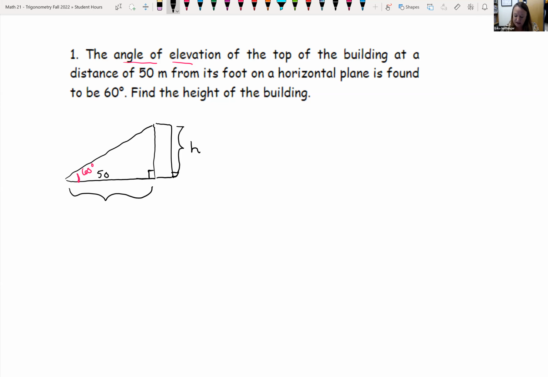And so looking at this and my angle, I want to find my opposite and I know my adjacent. So thinking of the trigonometric function that uses opposite and adjacent would be tangent. So I'm going to want to use tangent here. And so we have tangent of 60 degrees is equal to the opposite, h, all over the adjacent, which is 50 meters. Tangent of 60 degrees, you should know. That one is root 3. So root 3 is equal to h over 50.